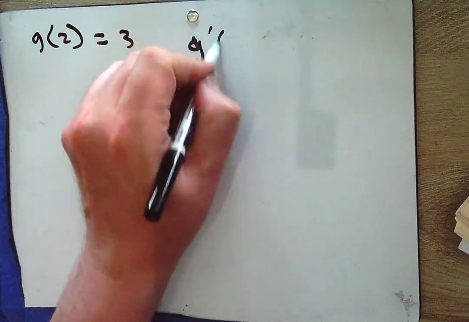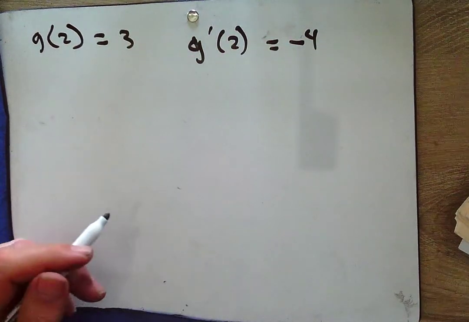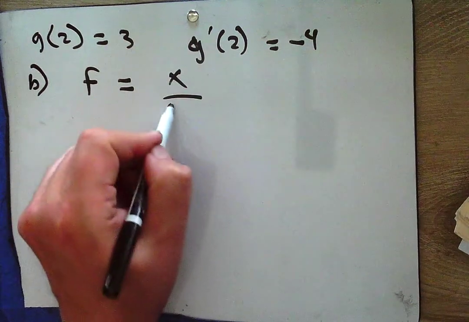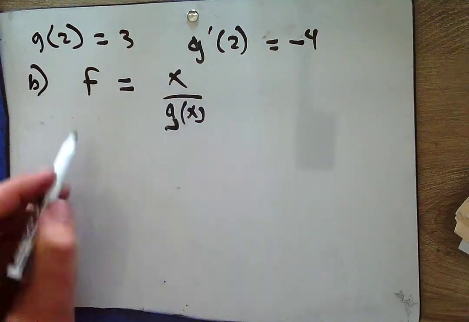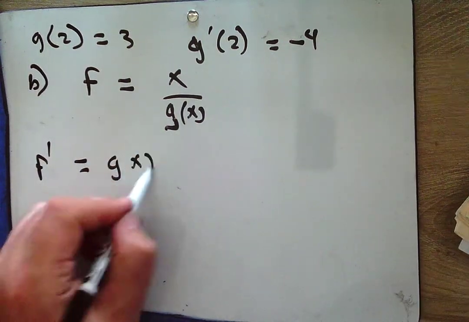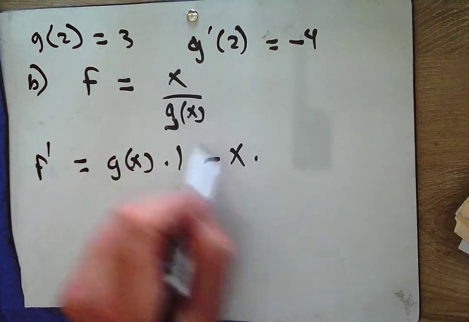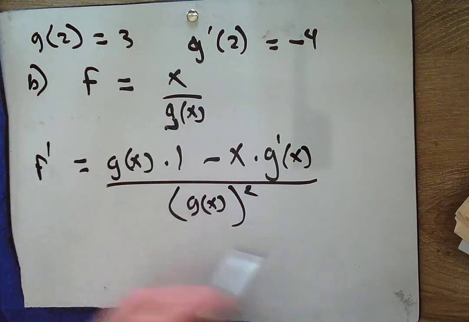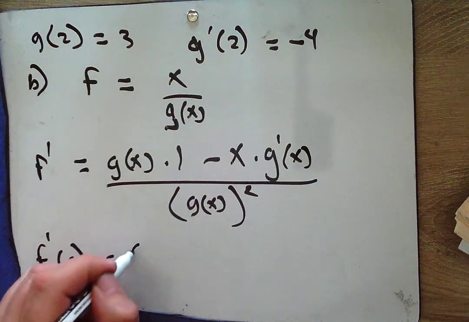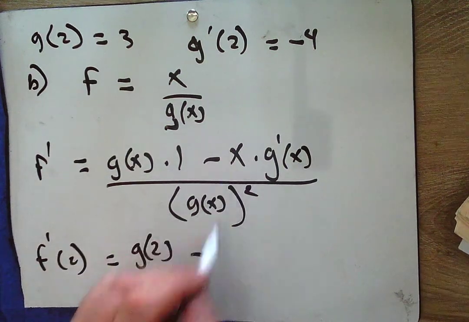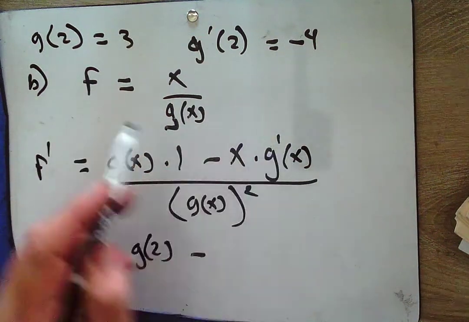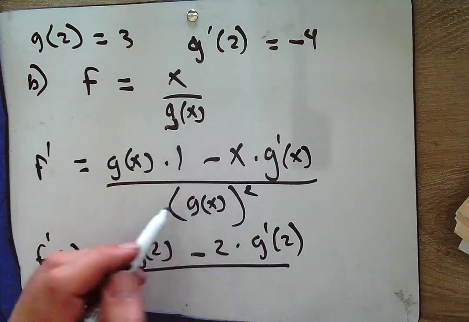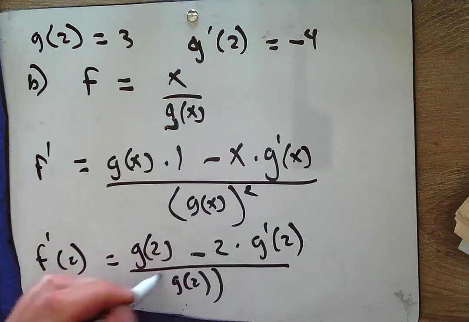3 and g prime of 2 equals -4. And in each case, we're looking for f prime of 2. So in part B, we're told that f equals x over g of x. So quotient rule, f prime is going to be low, d high, minus high, d low, the derivative of g is called g prime, all over low squared. And of course, we want f prime of 2, so that's going to be g of 2 times 1 minus, what's x? X is 2 here, right? We want f prime of 2, so plug 2 in for all the x's, times g prime of 2 over g of 2 squared.